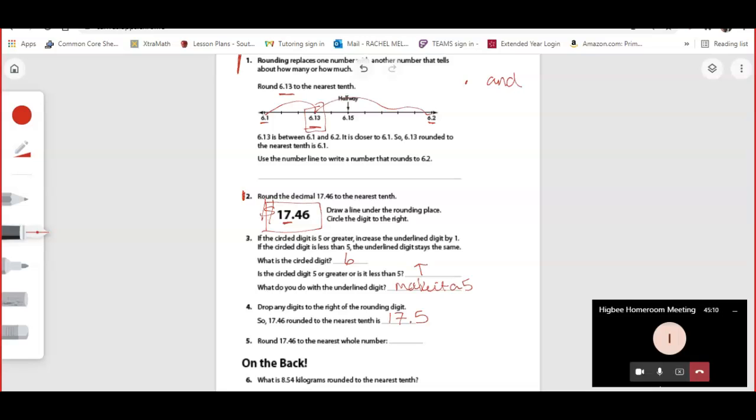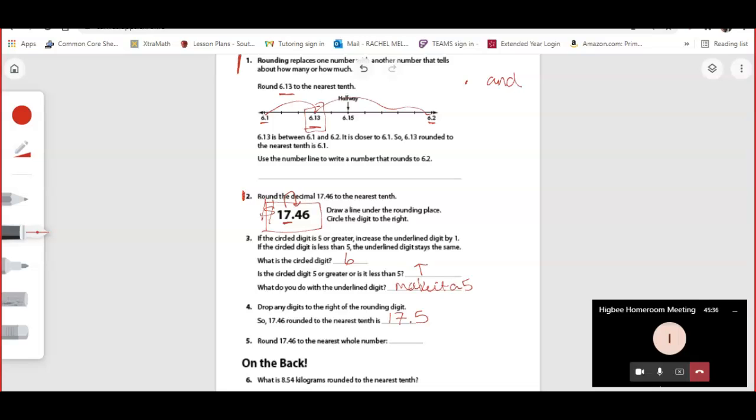Because if we did round the 7, it would go to 8. Okay, but remember, do we look at the 7 or do we look next door? Oh, yeah. It's more closer to 17. Okay, because it's 4, so yeah, 4 absolutely.